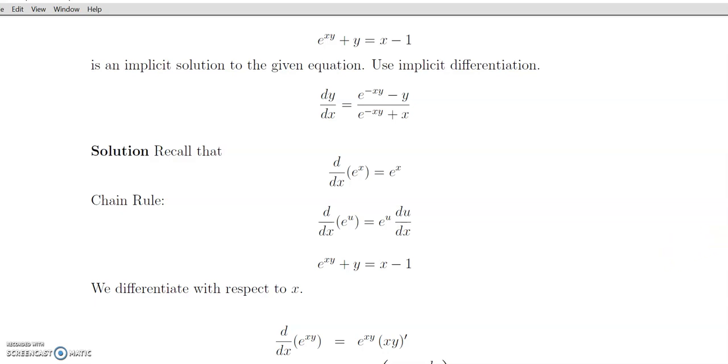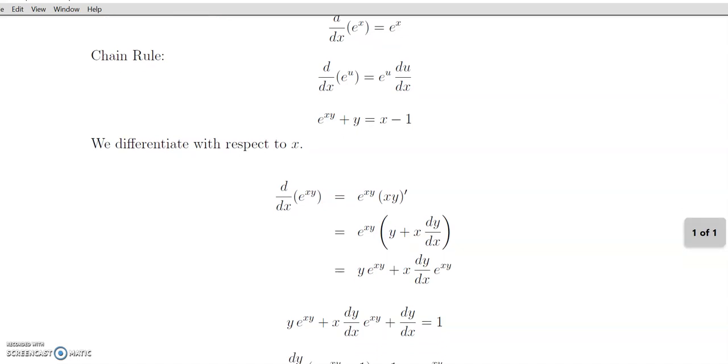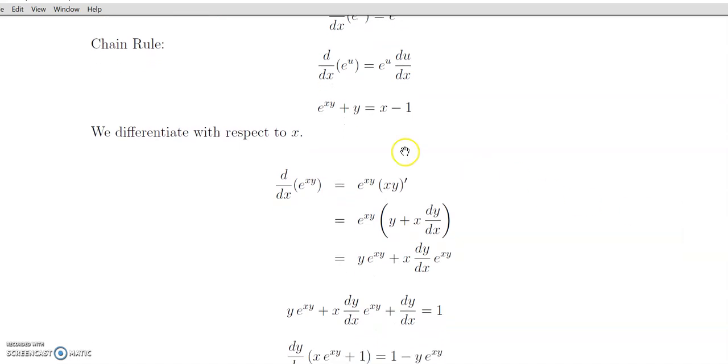So we will start with our relation e^(xy) + y = x - 1, and we will differentiate this with respect to x. So we will take the derivative of each term with respect to x. First, we need the derivative of e^(xy) with respect to x. So here we apply the chain rule: e^(xy) times the derivative of xy with respect to x.